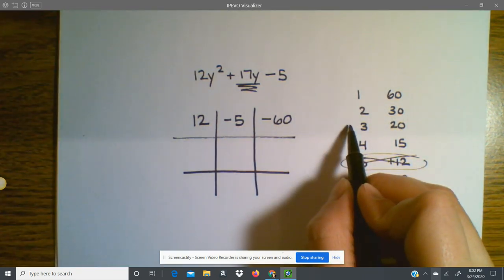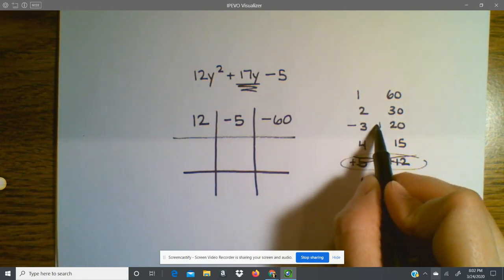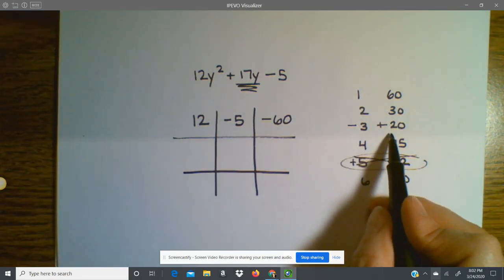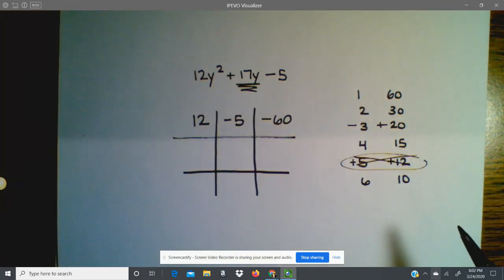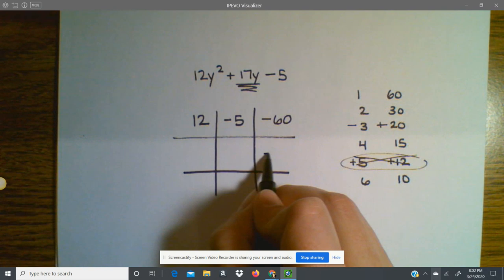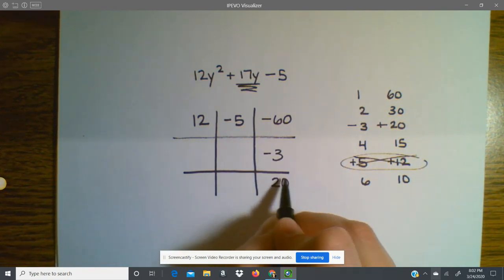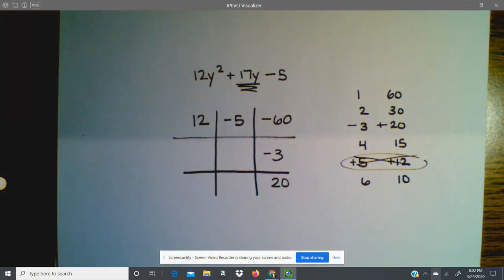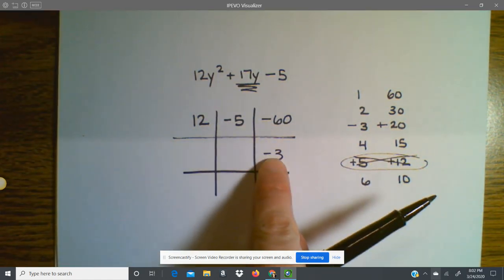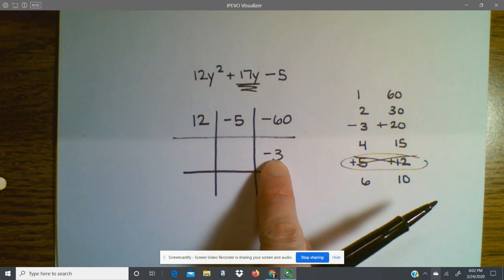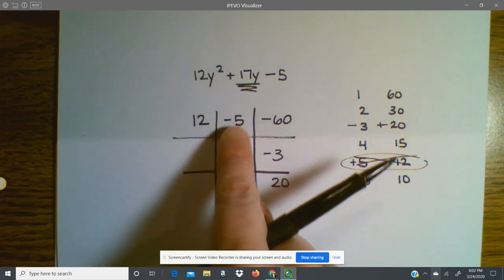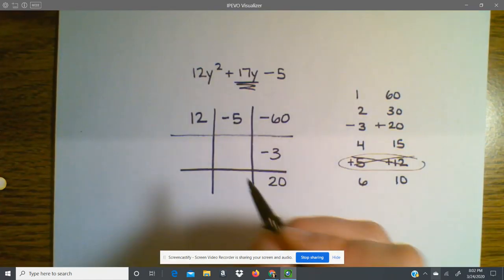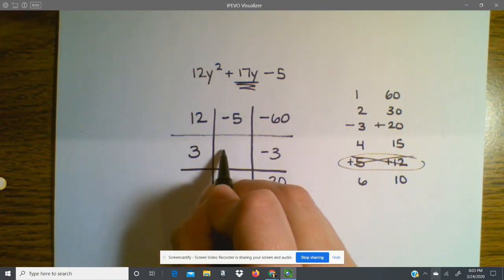So what if I did a negative 3 and a positive 20? Negative times a positive is a negative, and those two add to a positive 17. So I'm going to put negative 3 and a positive 20. Once again, I could put 20 and negative 3. Order doesn't matter there. Then pick one of your two prime numbers to work with. Like if I pick 3, 3 doesn't go into 5, but it does go into 12. So I'm going to put the 3 here.